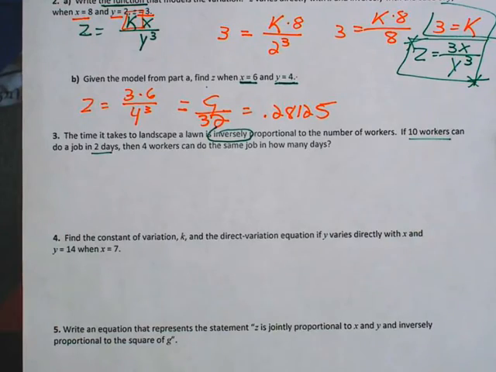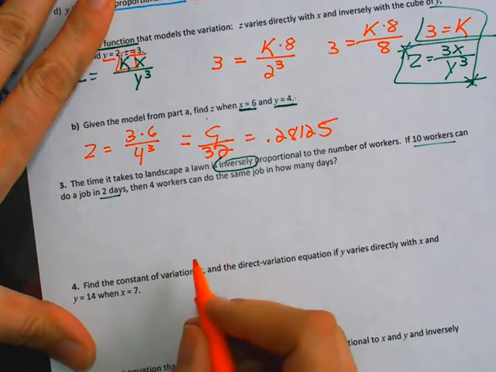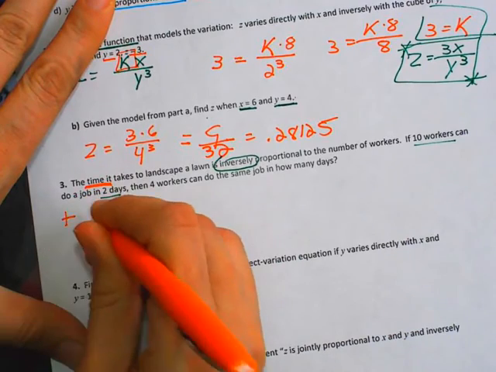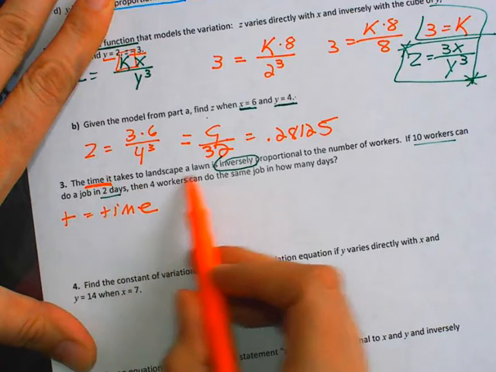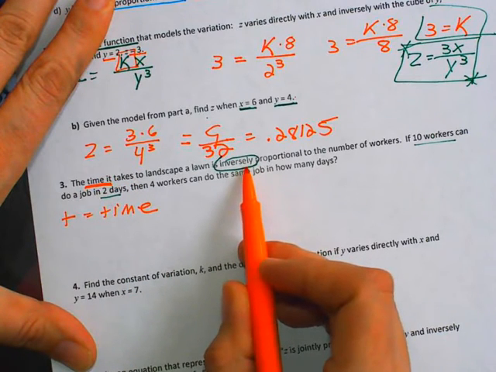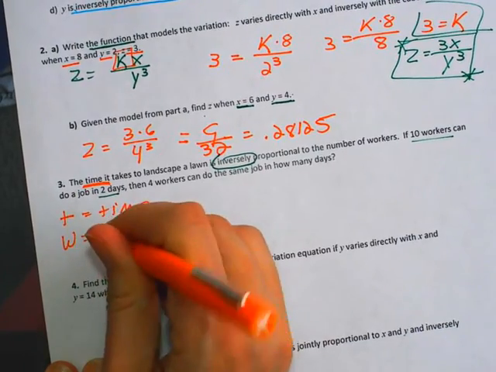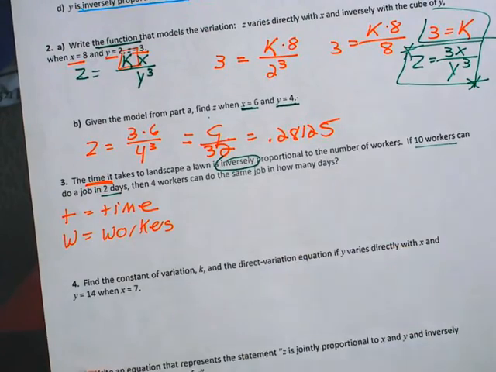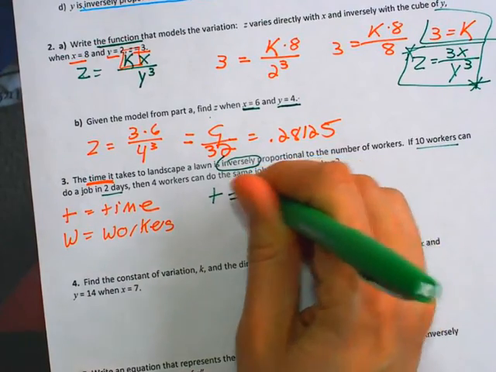All right, so the first thing I told you was to assign variables to the pieces of information. So I have the time it takes, so I'm going to say T is time. The time it takes to landscape a lawn is inversely proportional, so we know inversely means we're going to have divided by the number of workers. So workers is going to be W. Okay, so the amount of time it takes is inversely proportional to the number of workers.